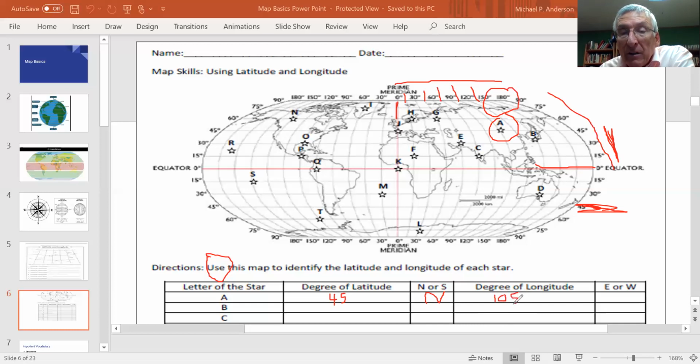5 degrees is the longitude, but we have to know if it's east or west. Here's that prime meridian right there. This is west, this is east. So this is going to be 105 degrees east longitude.